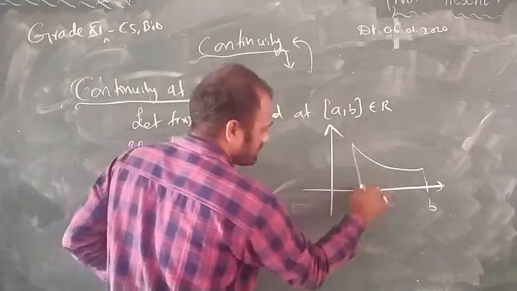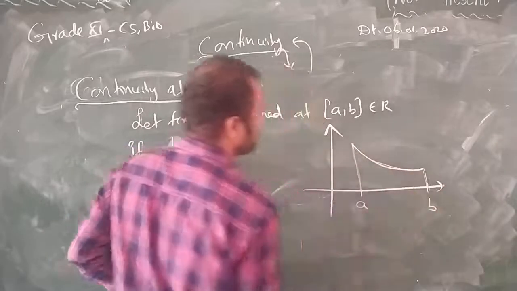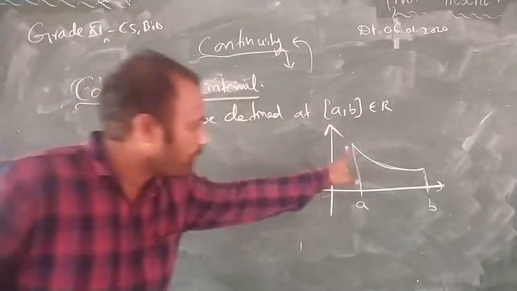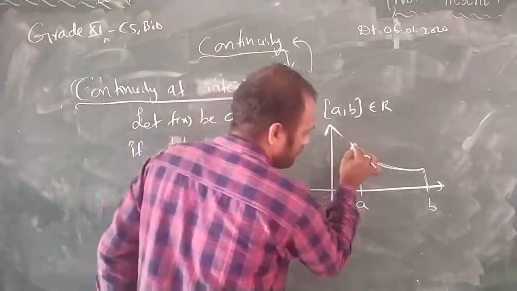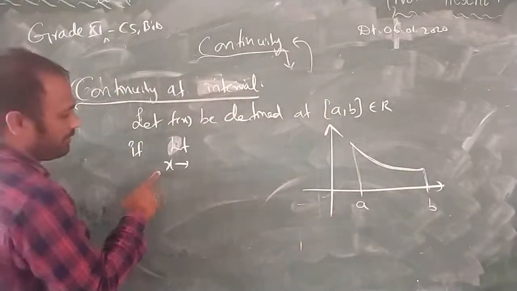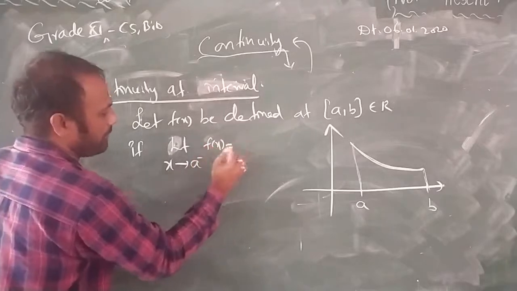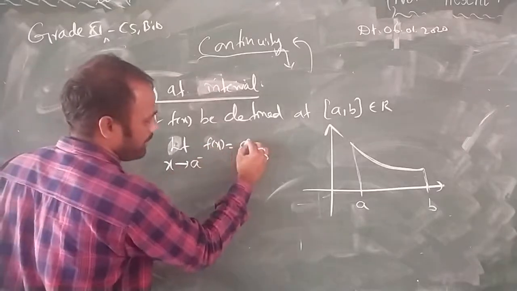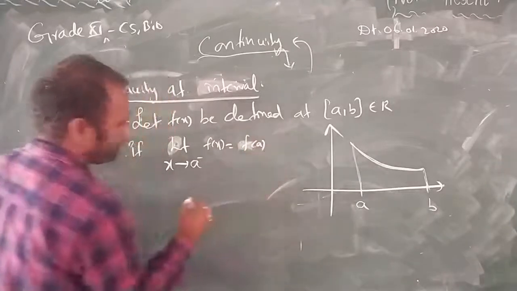Now if you observe this graph, from A to B the interval is continuous. To check whether it is continuous from this point to this point, that is, over this interval, there are some conditions. Look here. The limit as x tends to a from the left, the left hand limit, will be equal to f of x at x equal to a. So we can write it as f of a.